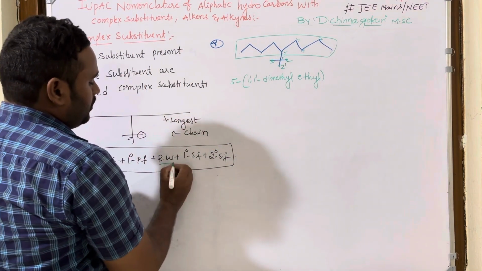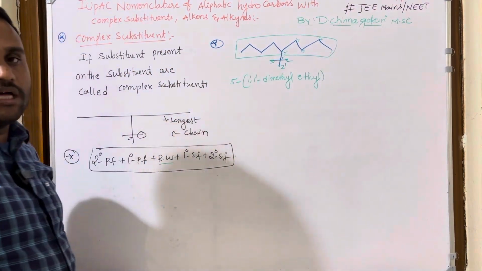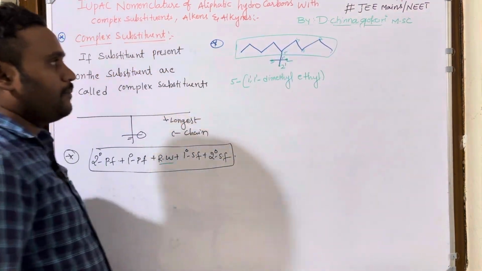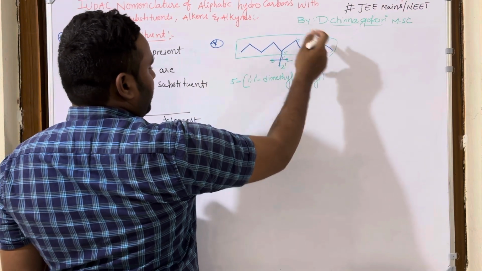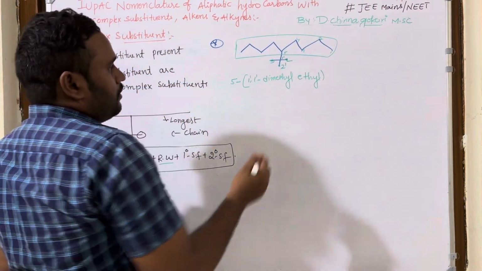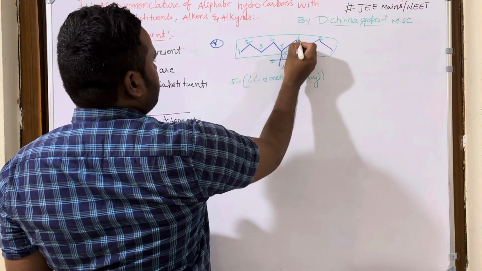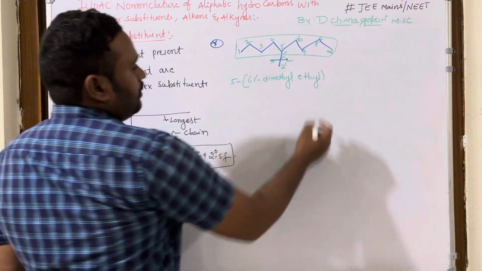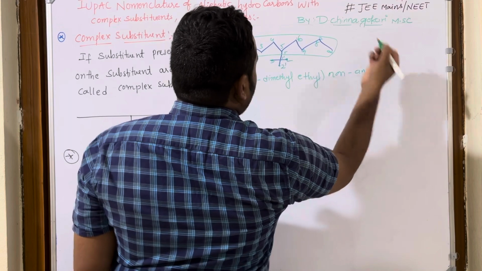Next, the root word. Here root word means the number of carbon atoms in the longest carbon chain. How many carbons are there in the longest carbon chain? 1, 2, 3, 4, 5, 6, 7, 8, 9. Nine carbons are there, meaning nonane.